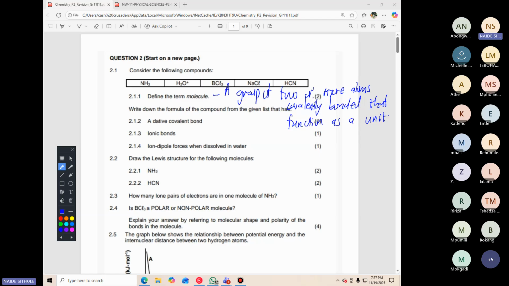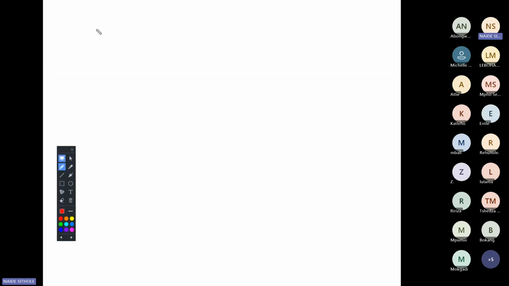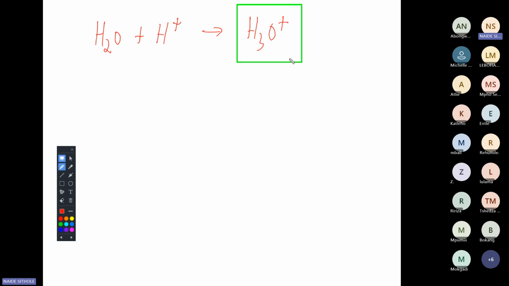It's a molecule. Then write down the formula of the compound from the given list that has a dative covalent bond. So I was speaking about it to say the substances that have dative covalent bond, there are two. There are two that you need to pay attention to. It's when I take H2O and then I react it with H plus, and then I form what? H3O plus. This is what we call the what? The dative covalent bond. Dative covalent bond. I-dative covalent bond ifomeka manjani?